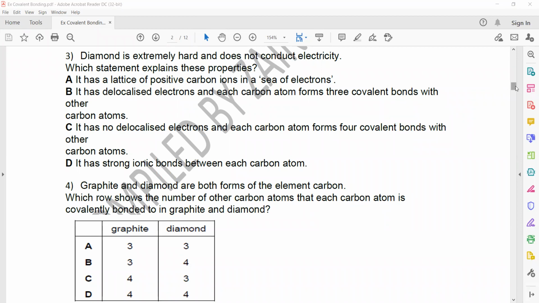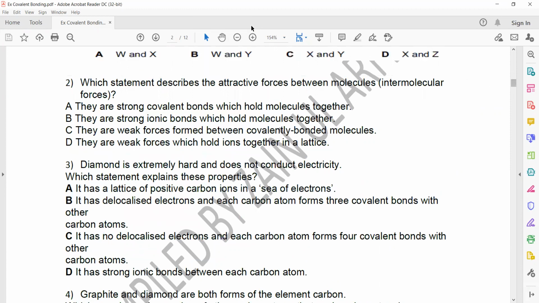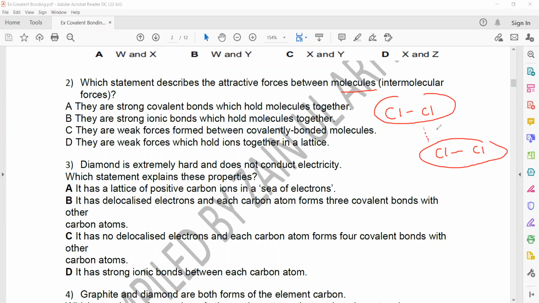For question 2, why is C the right answer? Number 1, the force of attraction between the molecules is weak. For example, you have a chlorine molecule, Cl2, and there's another chlorine molecule, so they don't have a bond with each other. That's why the force of attraction between molecules is always weak. That is also the reason that covalent compounds have low melting and boiling points. So A and B are totally wrong because the molecules don't have a strong force, they have a weak force.